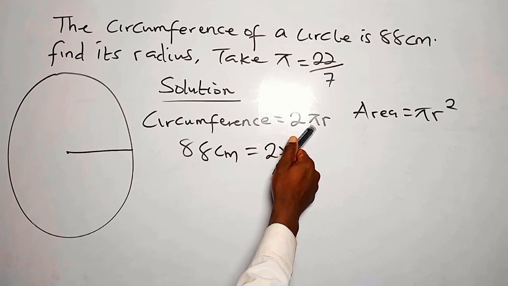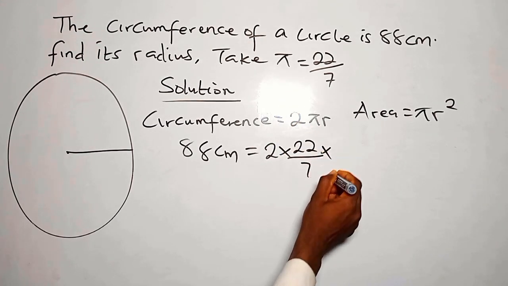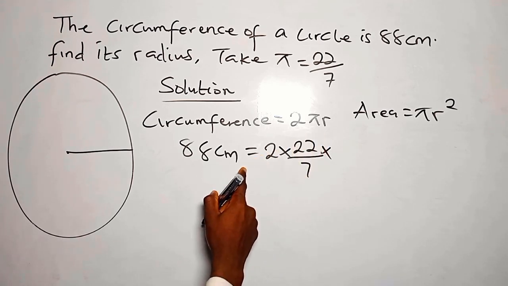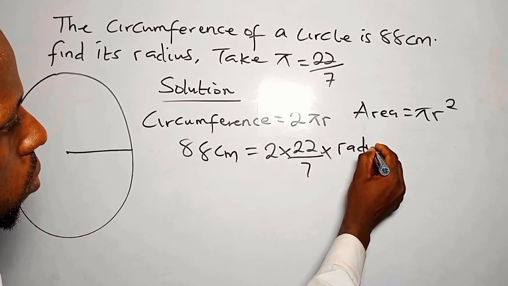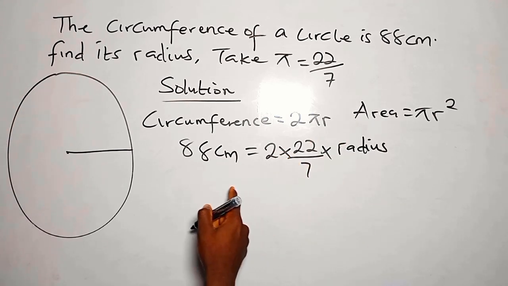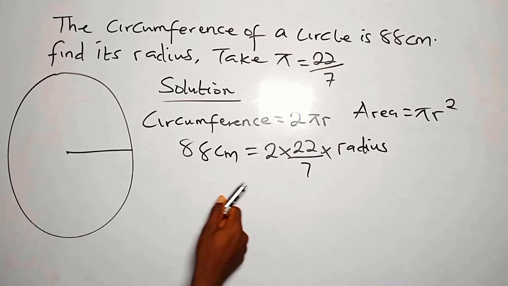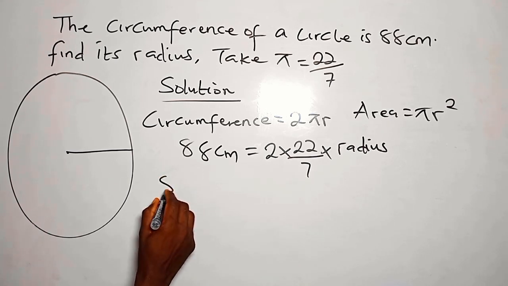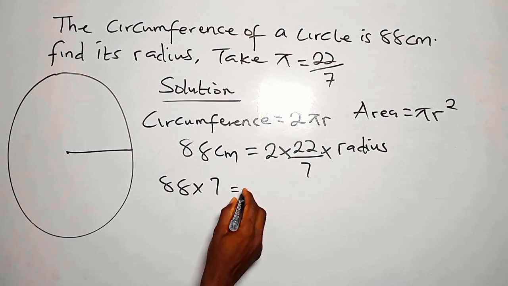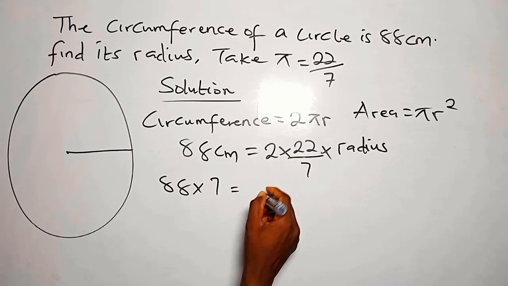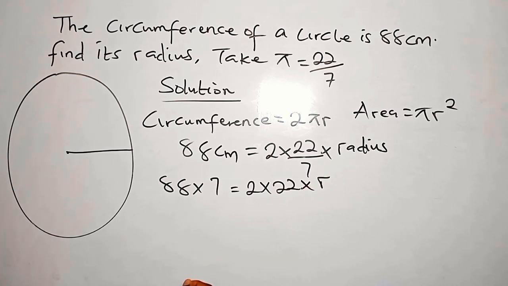We are asked to take pi as 22/7. So we have 22/7 times the radius, which is not given. We have to determine that, so we have times the radius, r. So what do we do from here? We multiply 88 by 7. By the time we do that, we have 88 times 7 equals 2 times 22 times r.